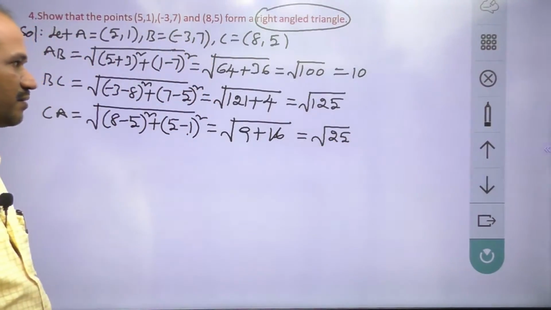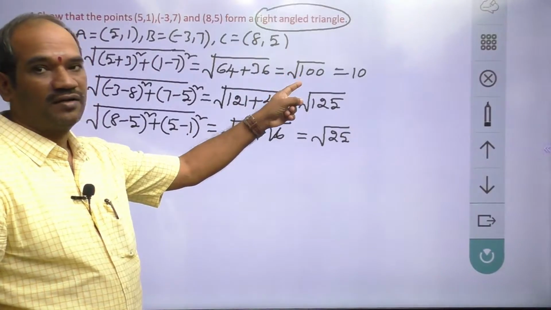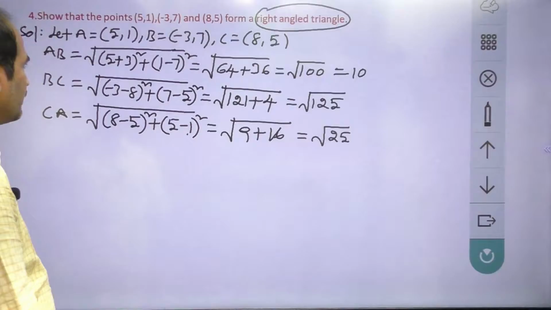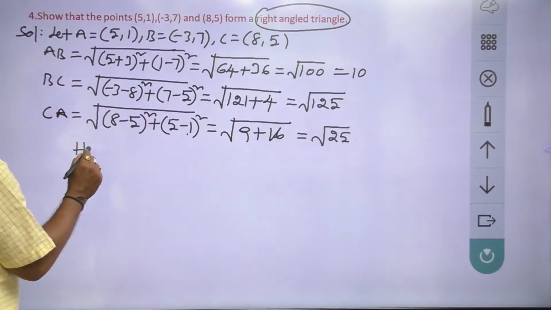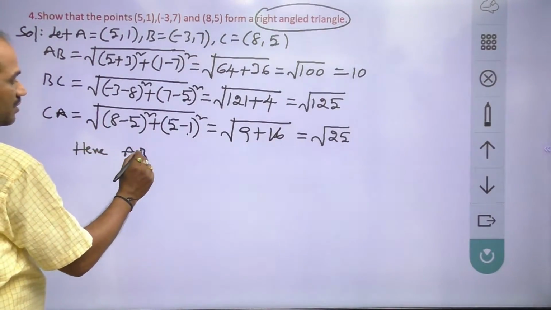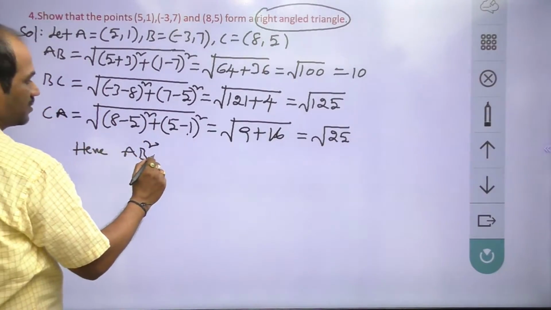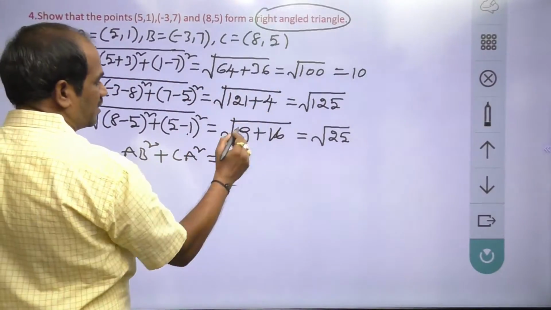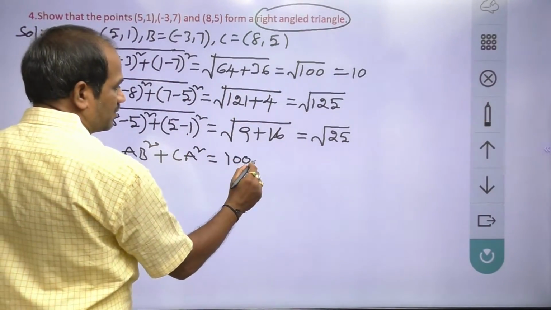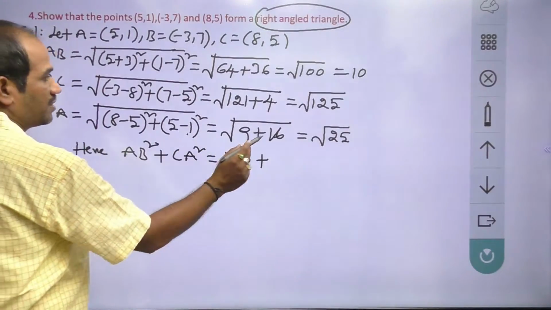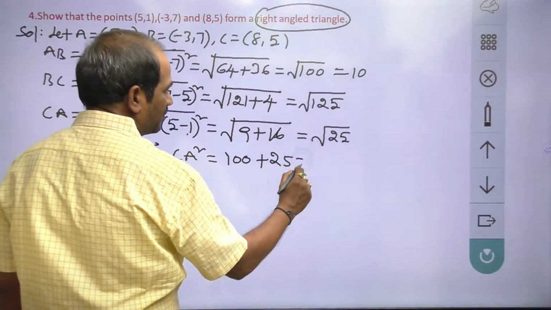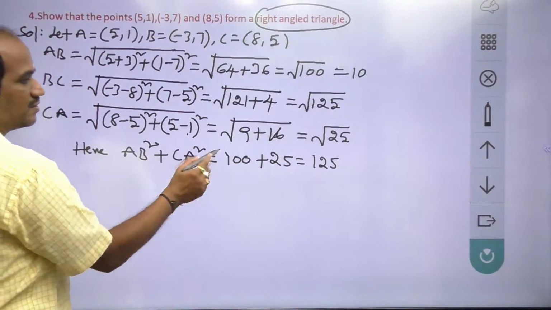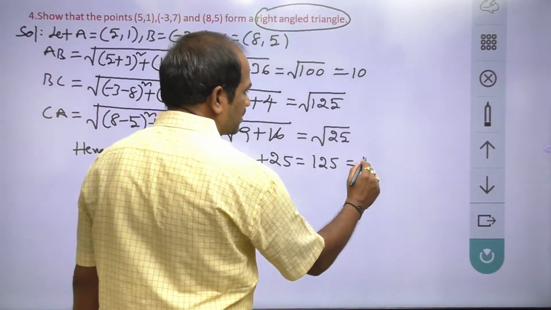Now, BC square is 125. AB square is 100, plus CA square is 25, and the total value is 125. So this total value is BC whole square.